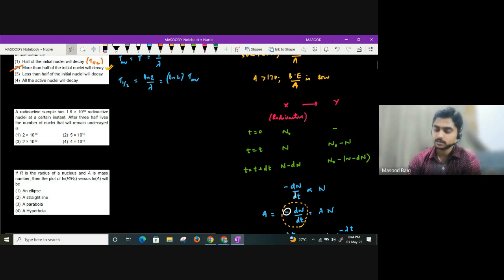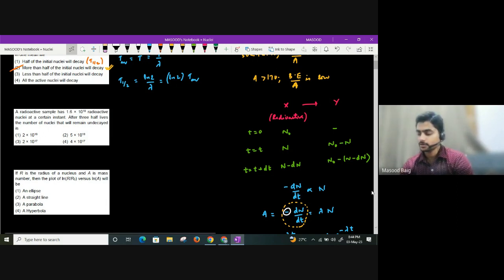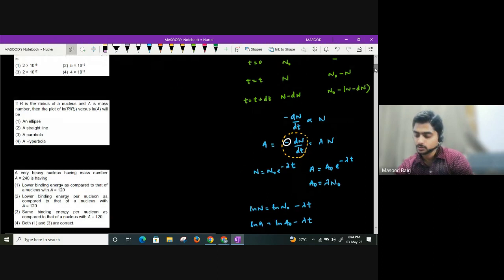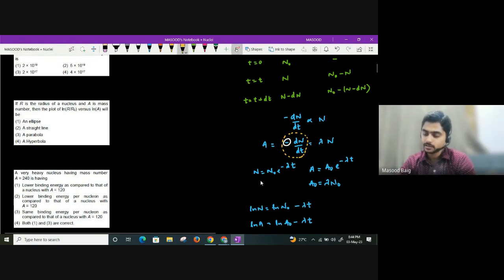See, these are the general equations again. N is equal to n naught e power minus lambda t. A is equal to a naught e power minus lambda t. These are general equations. Again, ln n will be ln n naught minus lambda t, ln a will be ln a naught minus lambda t. These are general equations.